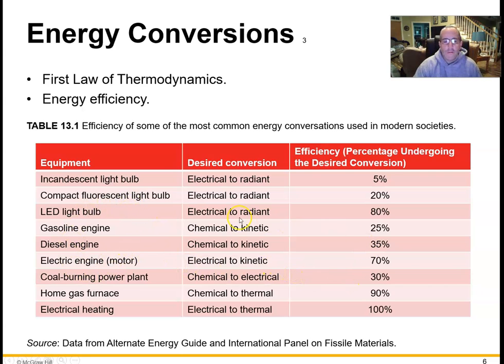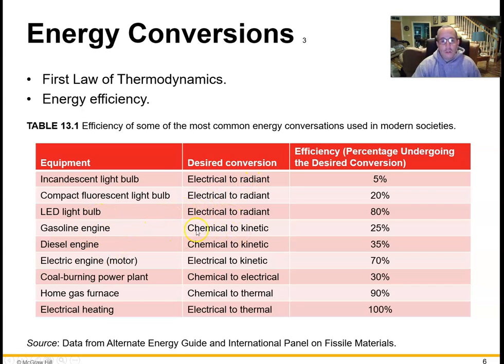So you can look at this list yourself. I don't have to go through all of this, but you can see the different efficiencies of different types of energy transfers, and in the middle column is the conversion. For instance, that light bulb, you're going electrical to radiant. Radiant means waves going out from it, so that's that visible light spectrum. So you're using electricity to go to a radiant light. Same with an LED bulb.